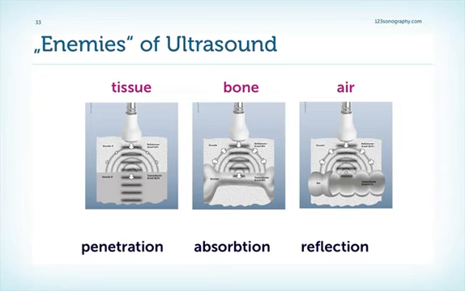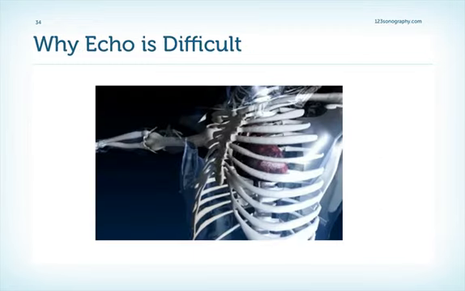Why is this so? Well, with normal tissue we also have some degree of absorption and reflection, but still most of the ultrasound rays can pass through and penetrate deeper into the tissue. This is not the case if we have bone or air. If we have bone, there's very much absorption, and if there is air, we have very much reflection. In both instances, the result is the same. The ultrasound rays do not pass through.